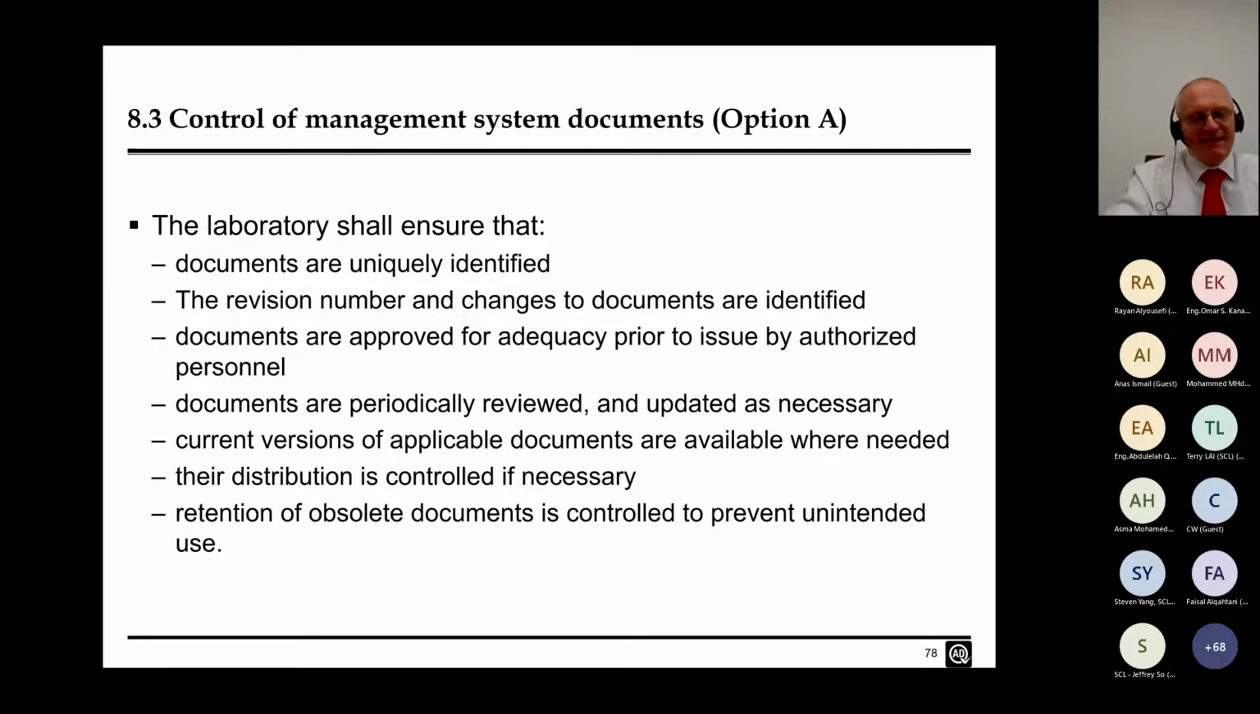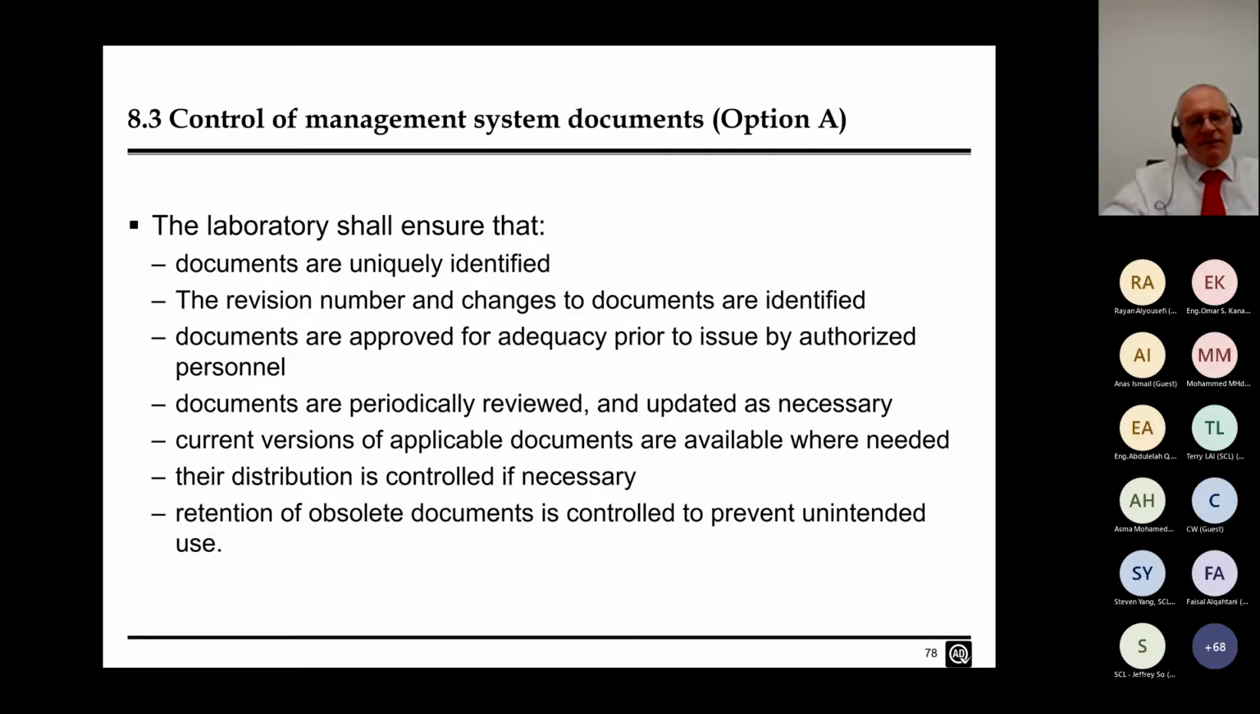So your documents, and this is normal, this is routine, this is the same as 9001. The documents have to be uniquely identified. They have to have a revision number and changes identified, and they have to be approved for adequacy prior to issue, and the issue has to be authorized. They have to be periodically reviewed and updated, and the current versions need to be available where you need them. You need to control distribution if necessary.